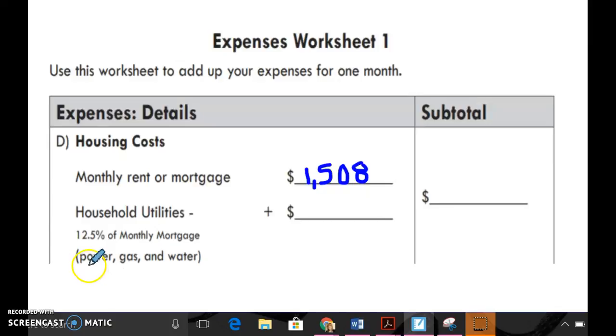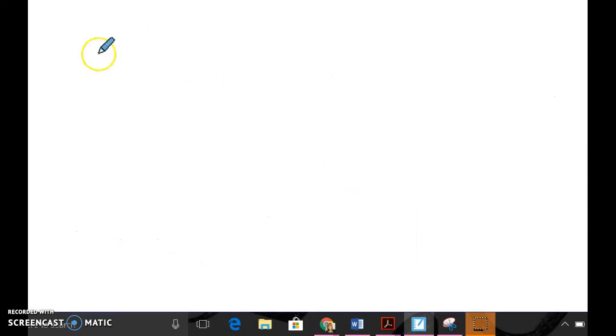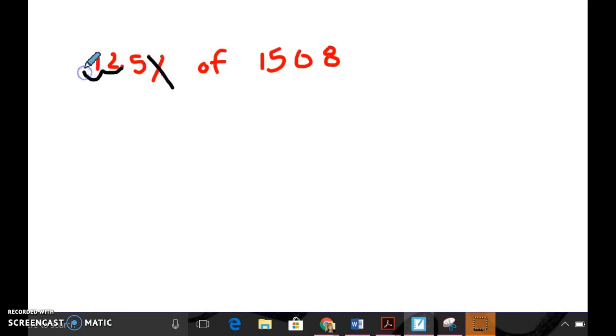And this is utilities. For your power, your gas, your water, you want 12.5% of that. So you need to take whatever your monthly mortgage is and multiply that times 12.5%. For me, 1,508 times 12.5. Again, it all goes back to finding a percent of a number, 1,508. I need to change my percent to a decimal. Drop this. I already have a decimal, so I'm not starting here. I'm starting here, 2 to the left.